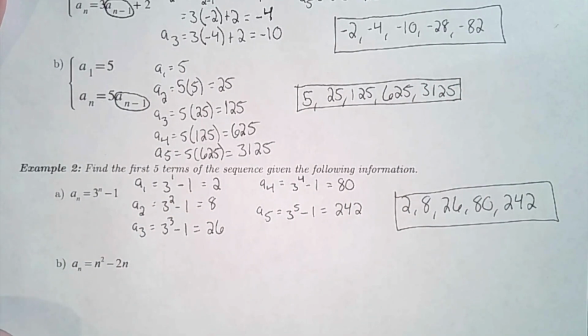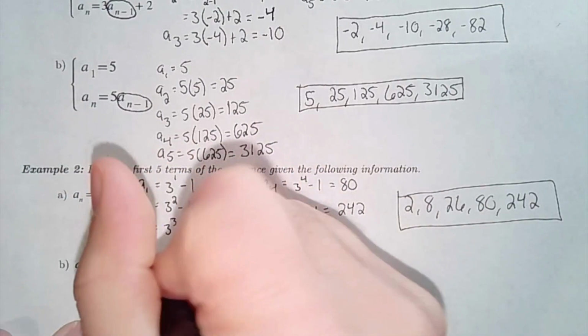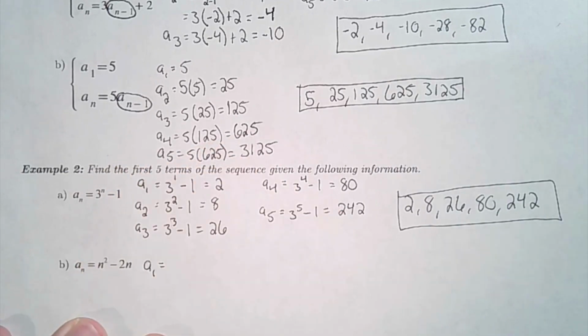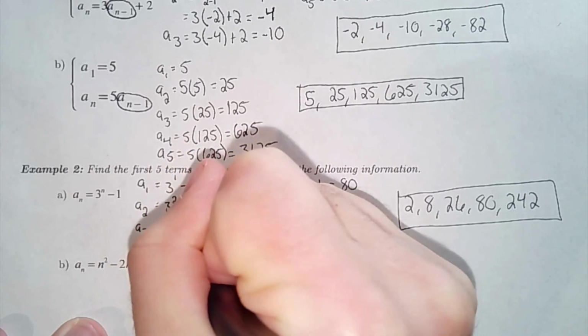Okay, and finally, let's talk about part B here. Same idea. I'm taking my a sub n, and I need to plug in my values of n. Now, this one's a little bit different because I actually have 2 places where I'm plugging in the n. I still have to plug in that same number. So if I'm trying to find a sub 1, I need to plug in 1 both places where I see n. So this is going to be 1 squared minus 2 times 1.